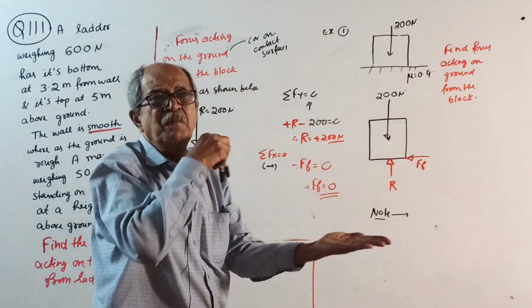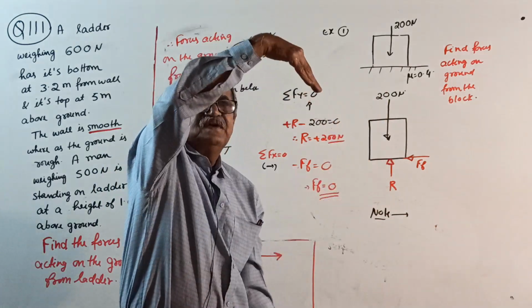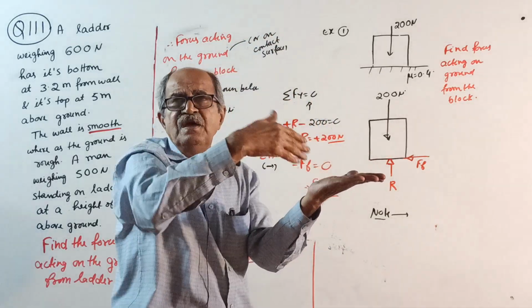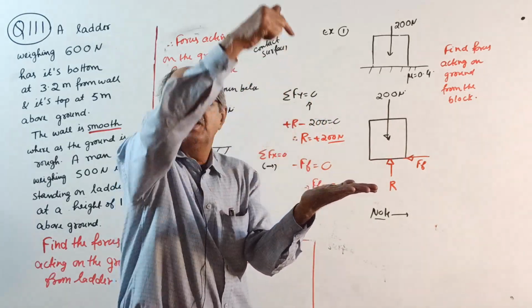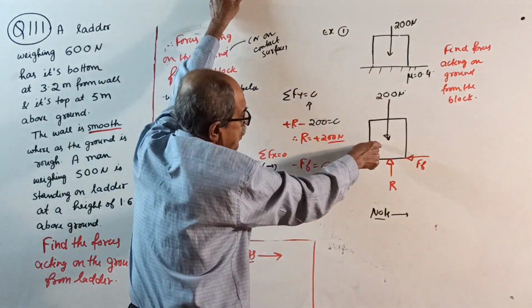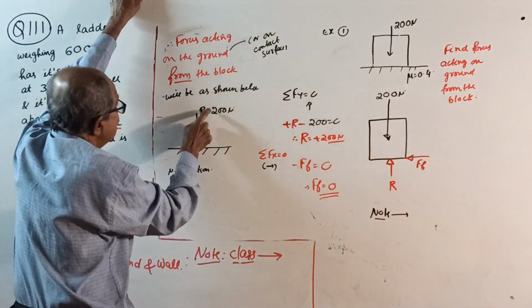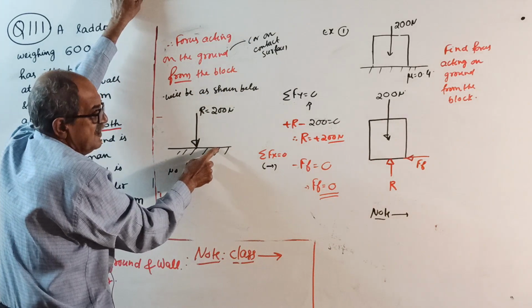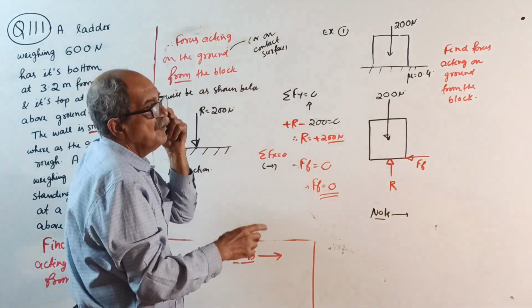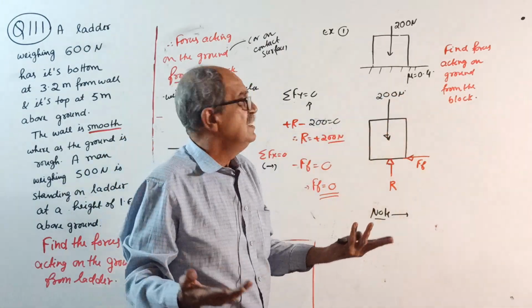See here, common sense. There is an upward reaction, and this upward reaction came because the block is pressing the ground down. So whatever reaction you got for the block from the ground, upward, reverse it, and you get the forces acting on this rough surface. Here, mu has nothing to do. Why? No friction. There is no movement.